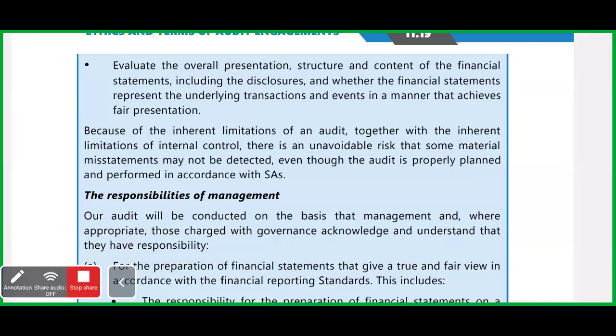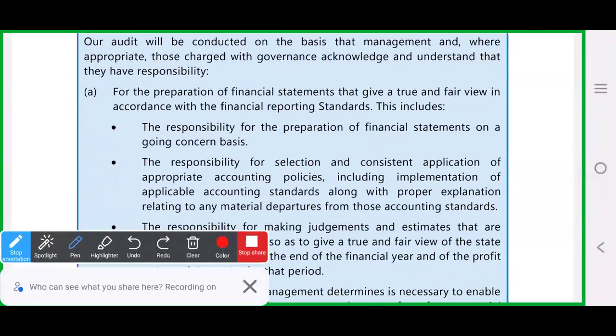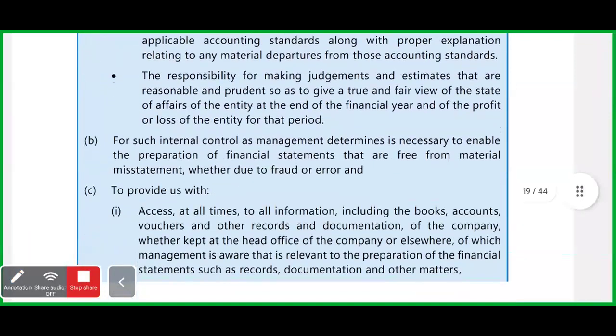After the auditor's responsibility comes management's responsibility as well. It is the responsibility of management to prepare financial statements based on the going concern basis. It is the responsibility of management to select and apply consistent, appropriate accounting policies. What are the various methods of depreciation which can be used? Then again, FIFO or weighted average is used for inventory. These are all the accounting policies which management should choose initially, which is in favor of their company.